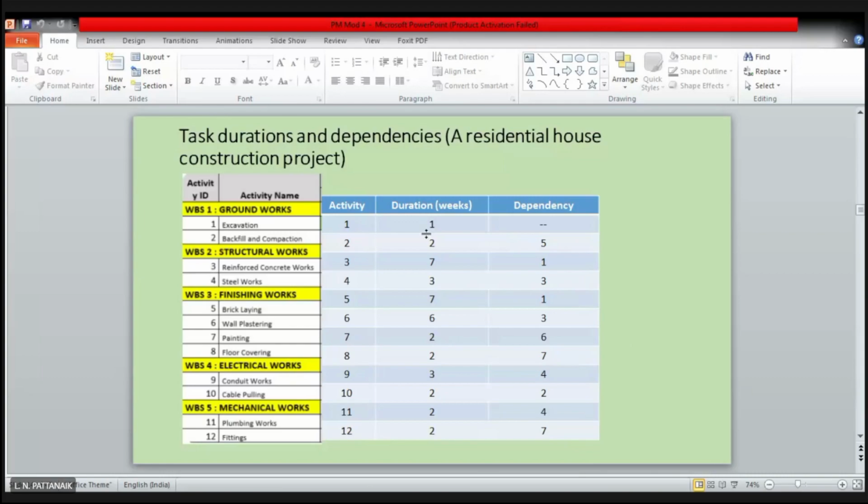Activity one takes, okay, the time scale used in this project is weeks, right? So you are comfortable with weeks. As I said, depending on the total time the project is going to take and the time individual activities are going to take, you will select some time scale. You may ask whether any other time scale can be used. Of course, it can be used, it is just your convenience.